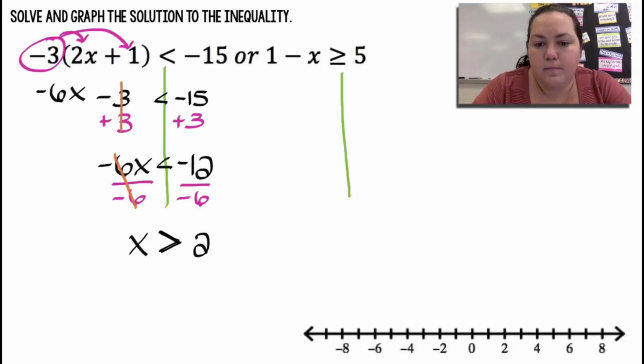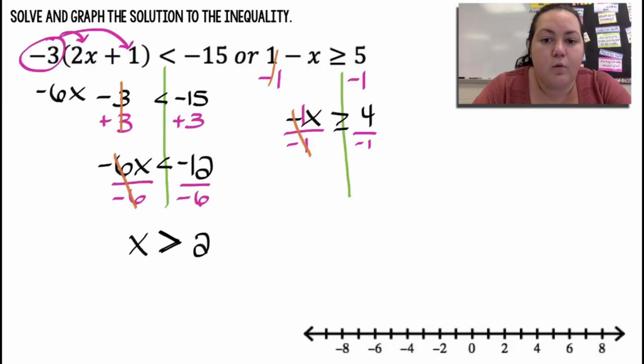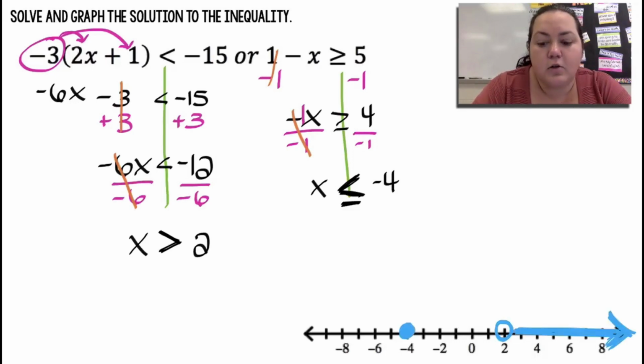And for the next one, I'm going to subtract the 1. So I get negative x is greater than or equal to 4. Really, there's a 1 in front of that x, so I'm going to divide both sides by negative 1. When I divide by a negative, I have to flip that inequality, so now it's x is less than or equal to negative 4. So at 2, I'm going to put an open circle and shade to the right. At negative 4, I'm going to put a filled-in circle and shade to the left.